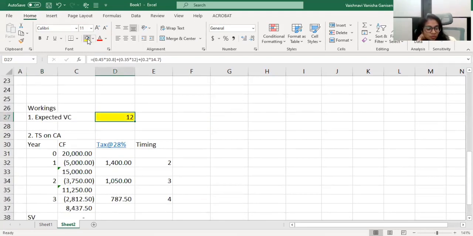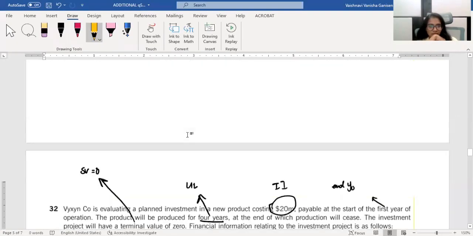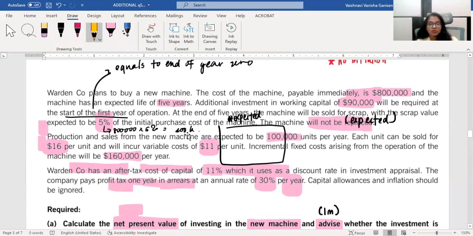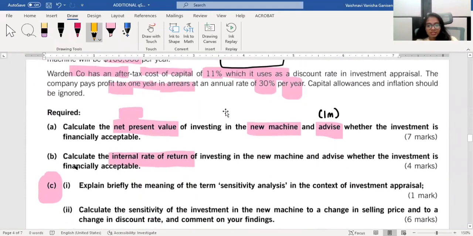Don't worry, I have a few more questions that I want to do with you. So the next question that we will do is Warden Co. So we will read the question together, part C, and then we will start with the question.